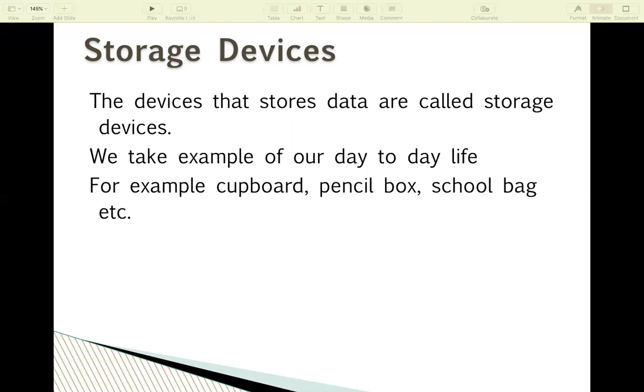In the same way, in the computer also there are some external storage devices you can use. Now here comes the word external. External means the device that you can attach from outside. Now let us see which are the different devices. Portable storage device means easily carried. You can carry it from one place to another. Now let us see which is the first portable storage device.